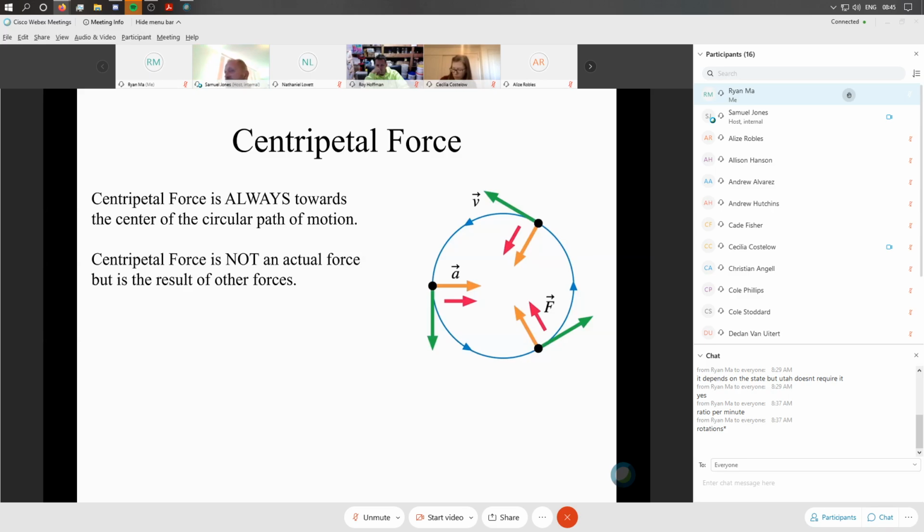Because the net force is towards the center, that means acceleration is always towards the center. Now, this one is the thing I was trying to make a big deal of on the previous slide. Centripetal force is always caused by other forces and is not an actual force itself. In fact, I'm just going to skip to the next slide, and we'll come back to this.